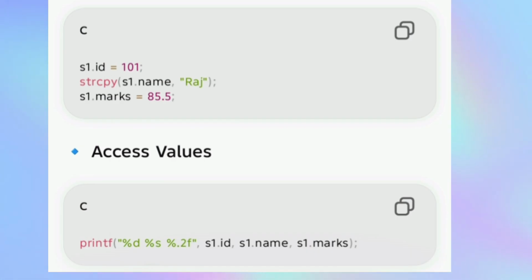printf, within double quotes percentage d, percentage s, percentage 2f, comma s1 dot id, s1 dot name, s1 dot marks. Now it displays the id, name, and marks on the screen.